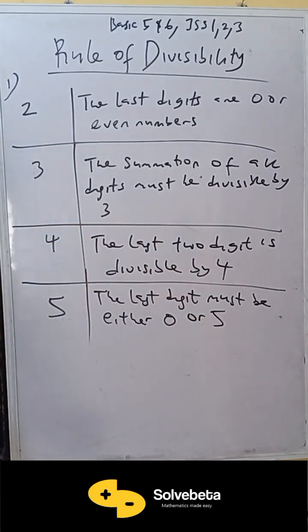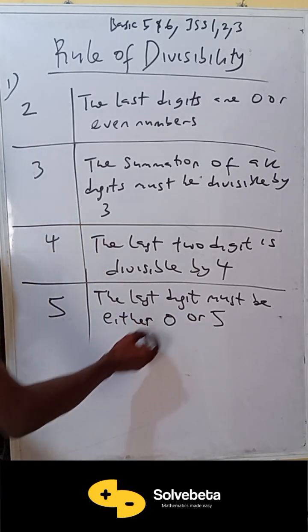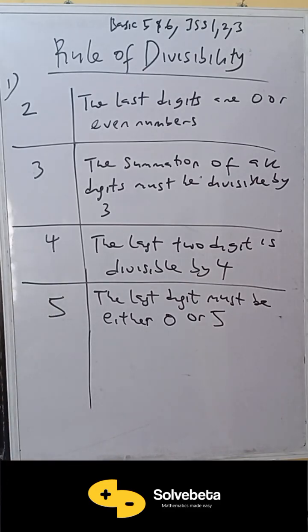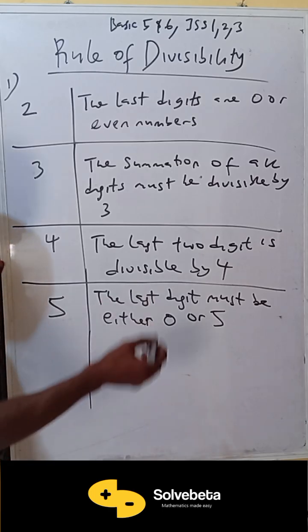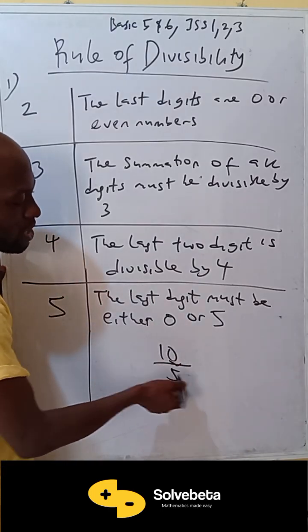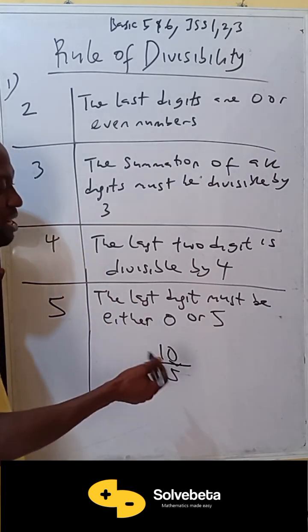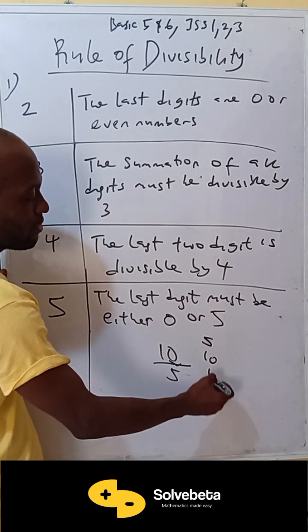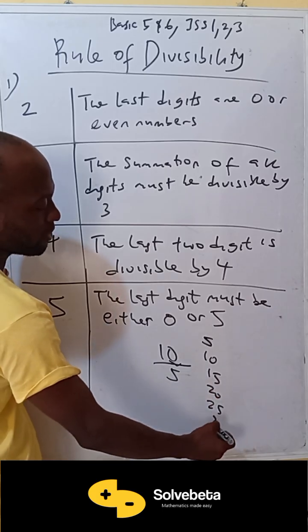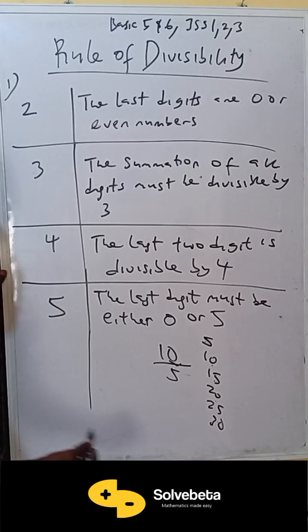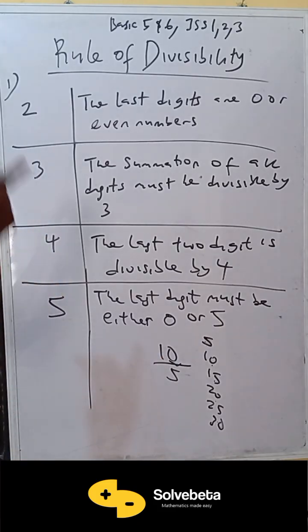The last digit must be either 0 or what? 5. So to know that 5 can divide the number, the last digit must be either 0 or 5. Look at it. 10. 10 divided by 5. The last digit here is 0, so it can be divided by 5. If you notice, the number that can be divided by 5, the last digit is always 0 or 5. 5, 10, 15, 20, 25, 30. All these numbers, the last digit is either 0 or 5. So with that, you can know whether 5 can divide a number or not.